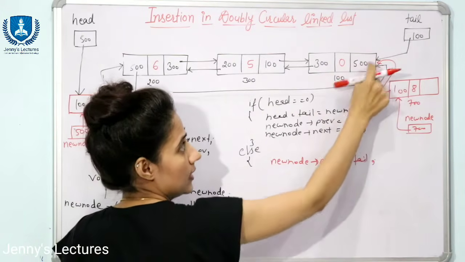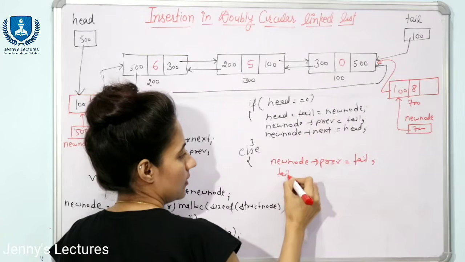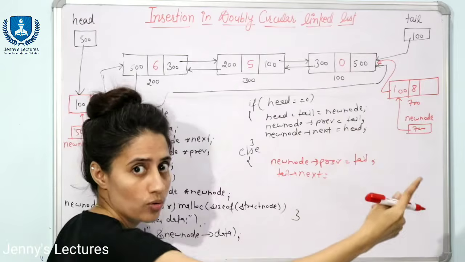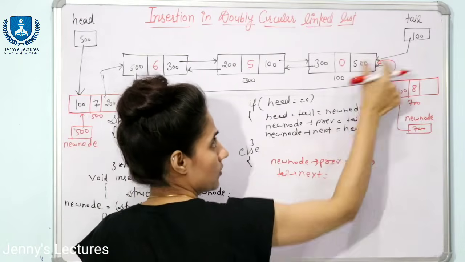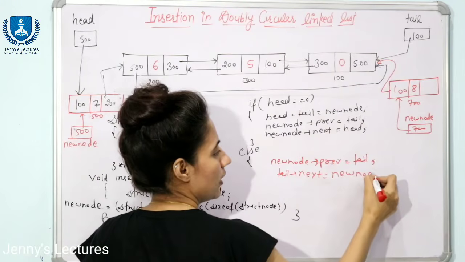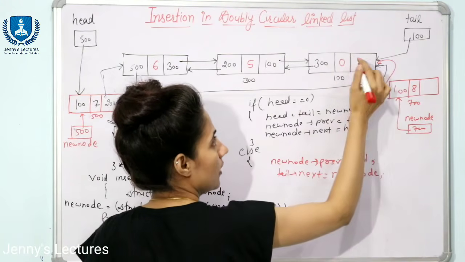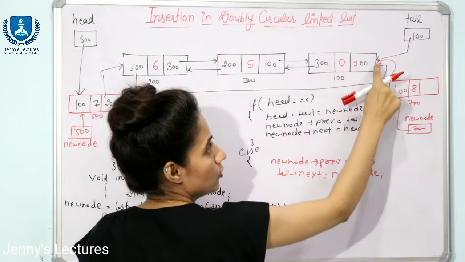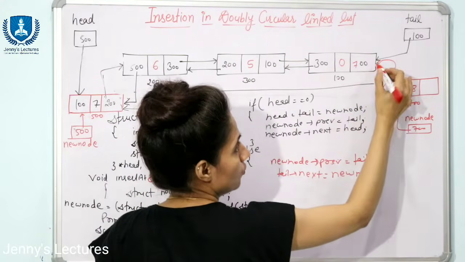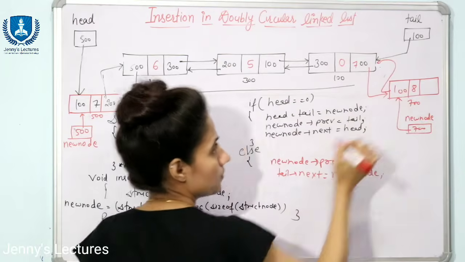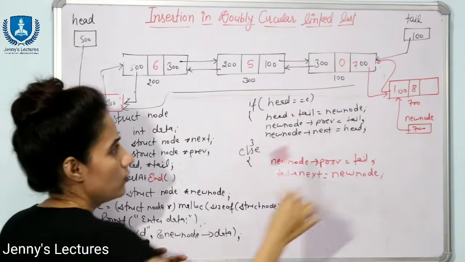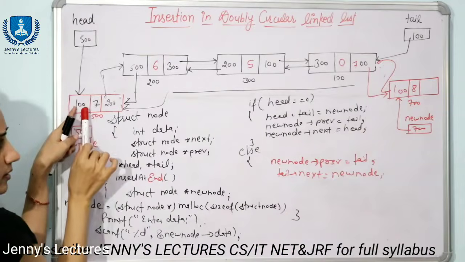So here, tail's next would contain the address of the next node, because this would be the next node after this node. 700. So from where can I get 700? In the new node I have 700. So now here I have 700. Now this is not pointing to this node; now this is pointing to this node. Now we have set these two links. Now you have to set what? This link and this link, right?